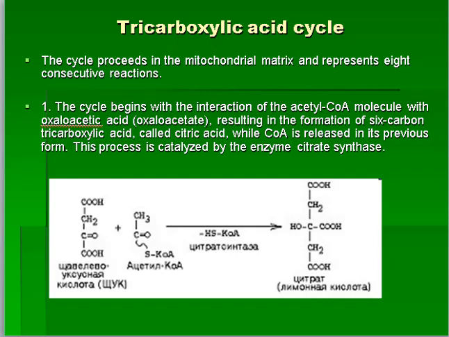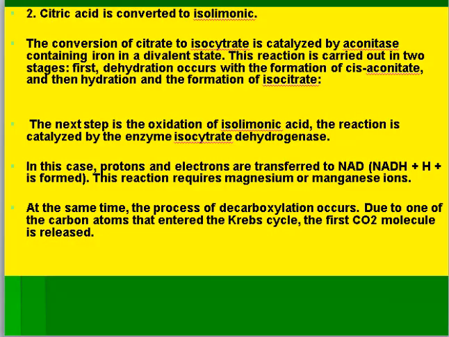Tricarboxylic acid cycle. This cycle occurs in the mitochondrial matrix and represents 8 consecutive reactions. First, the cycle begins with the interaction of the acetyl-CoA molecule with oxaloacetic acid, resulting in the formation of the 6-carbon tricarboxylic acid called citric acid, while CoA is released in its previous form. This process is catalyzed by the enzyme citrate synthase. Citric acid is converted to isocitric acid.